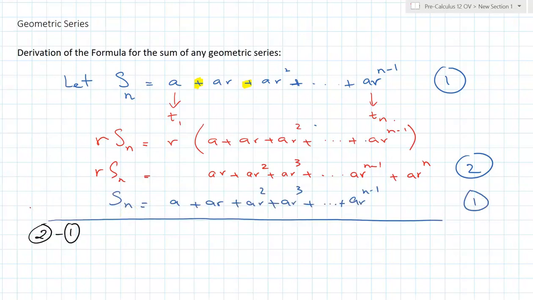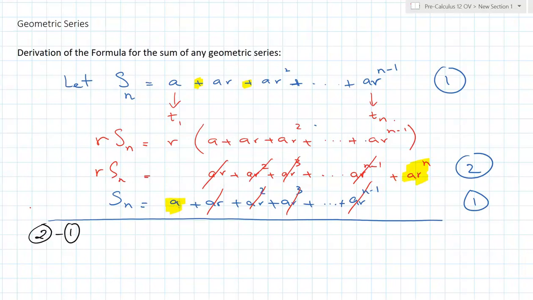I rewrote the first equation. Here it is, the blue line, number 1. So equation 2 minus equation 1, and notice what will happen. Every single term cancels out. So ar minus ar is 0, ar squared minus ar squared is 0, and so forth and so on, all the way to the end. And the only two terms that are left behind are ar^n and a.